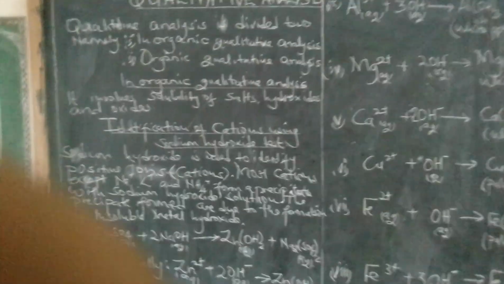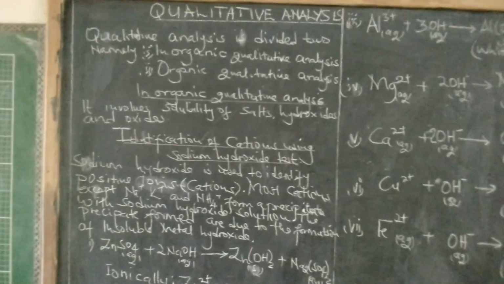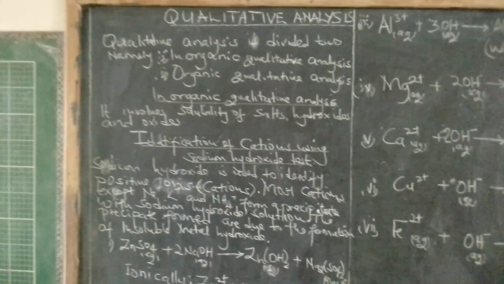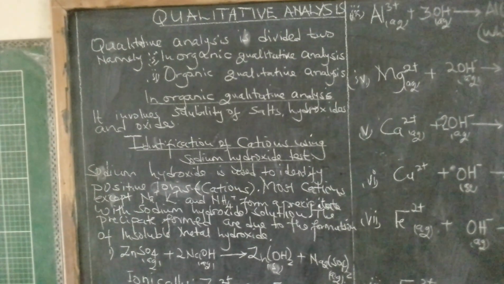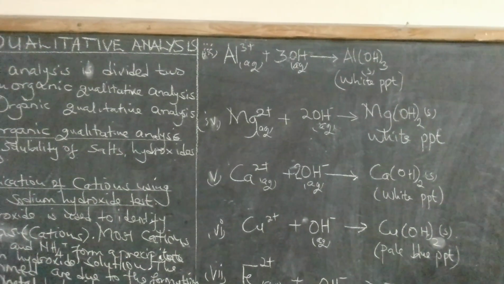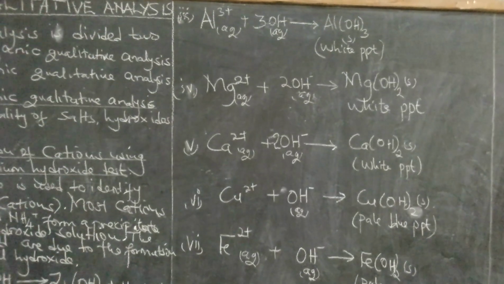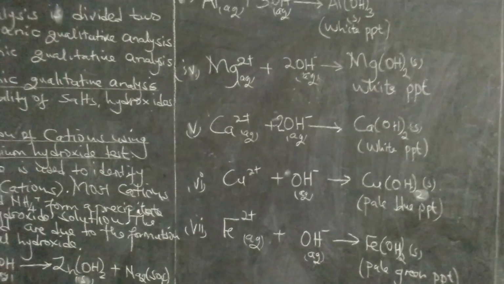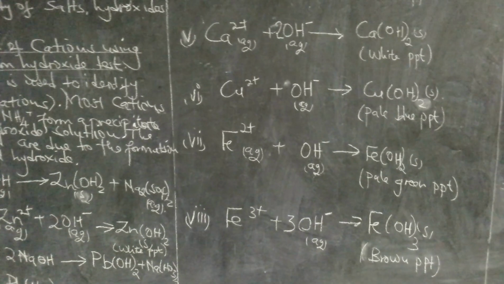In as far as explanation of inorganic qualitative analysis is concerned, this is just an explanation of what we have just carried out in the practical that we have done for testing of various ions in various solutions. In this case, we have used zinc sulfate, lead nitrate, aluminium 3 nitrate, magnesium nitrate, calcium nitrate, and copper sulfate, iron 2 sulfate, and then the iron 3 sulfate.